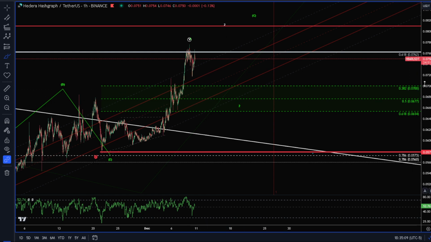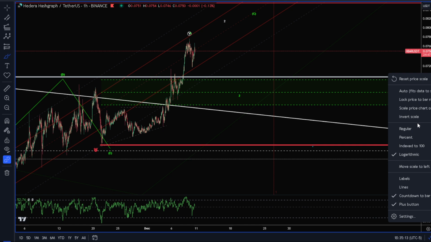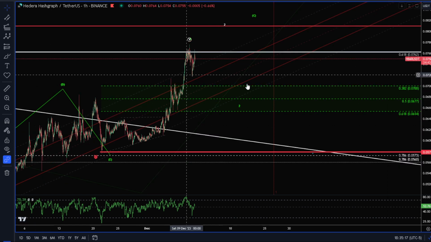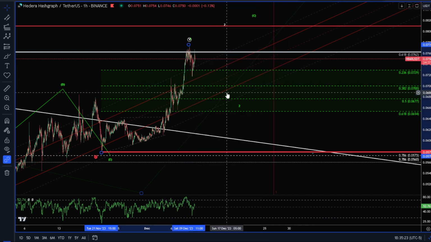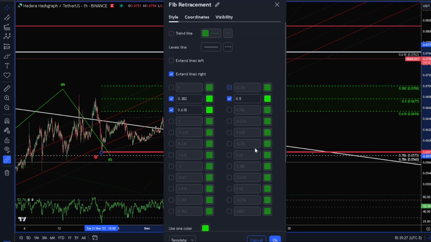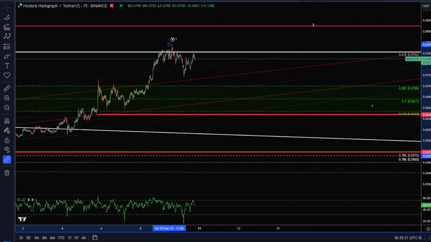As you can see, we haven't even hit the 382 of this move to the upside yet. But if we are very bullish, again, I don't want to miss any moves, so I'm taking a little earlier entries than I normally would. But we have hit between the 236 and the 382. And in very bullish markets, we tend to get very light retracements, so I'm keeping that in mind.